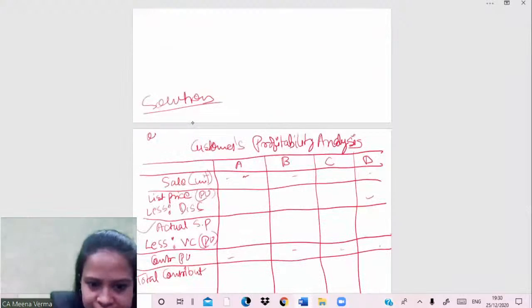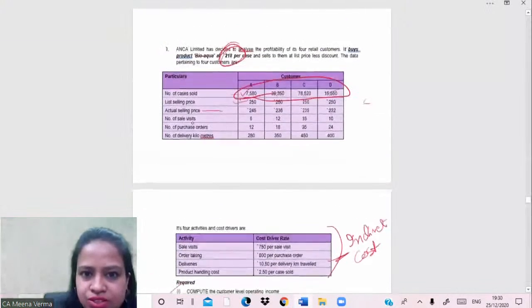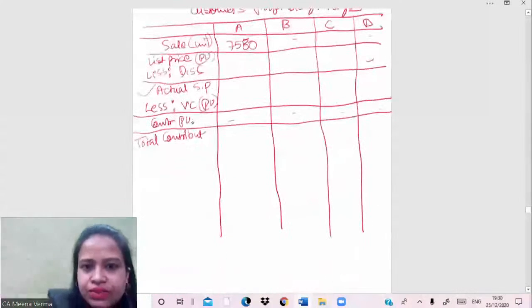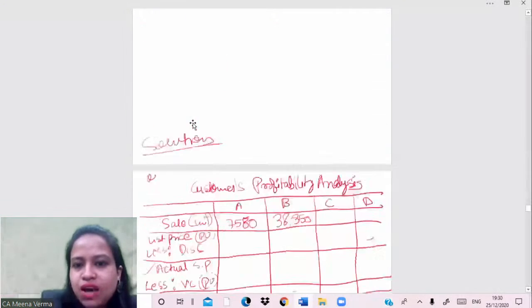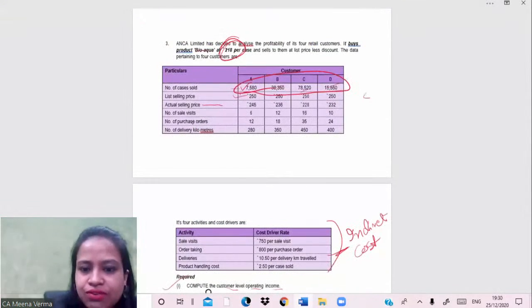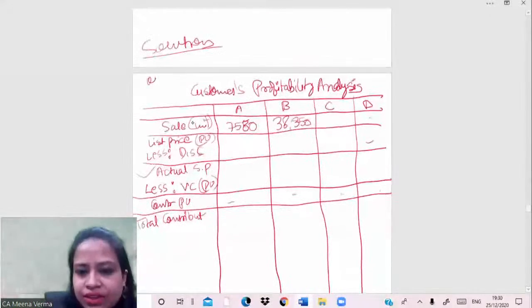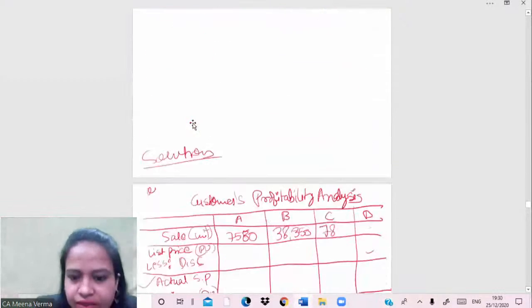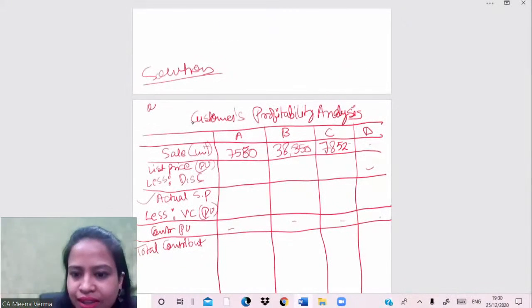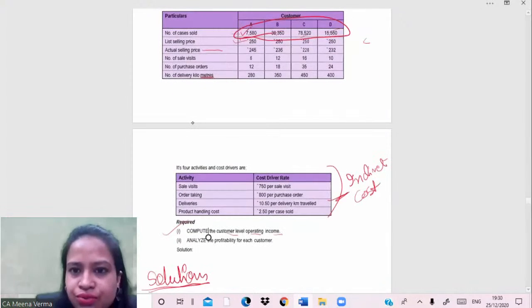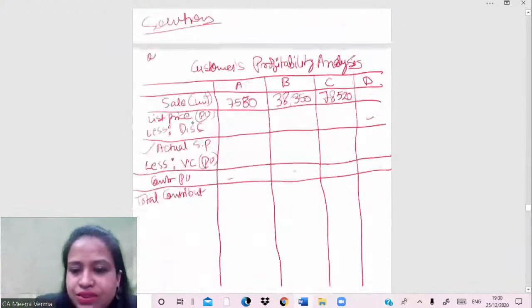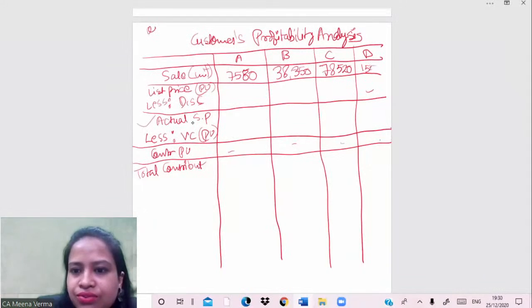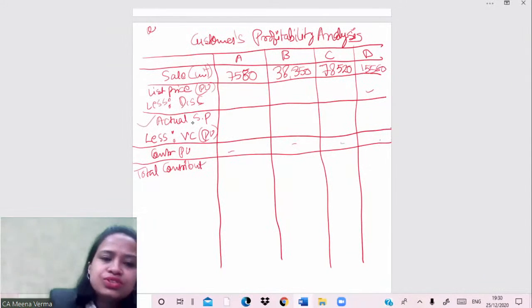7580. To B, how much? 38350. To C, how much? 78520. And D, how much? 15560. These are the units which you are selling.